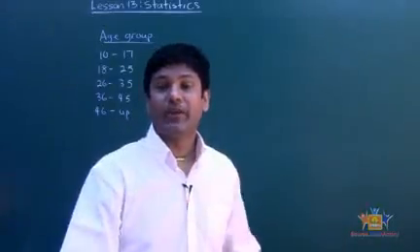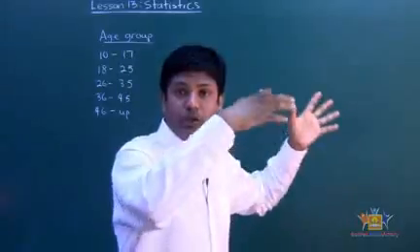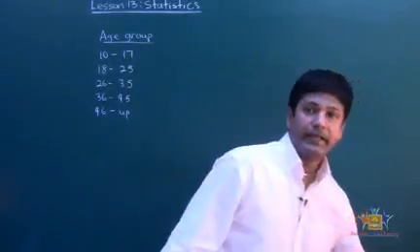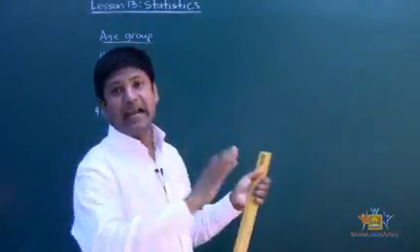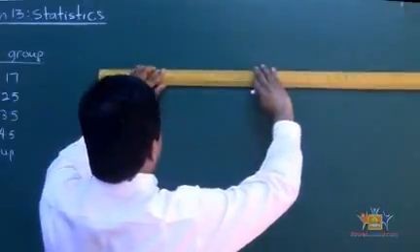Alright, let's do it together, okay? Let's create the table. We're going to use the column approach, okay? So you will need a straight edge. Now first we've got to put the title, alright? So let's put a line right here.